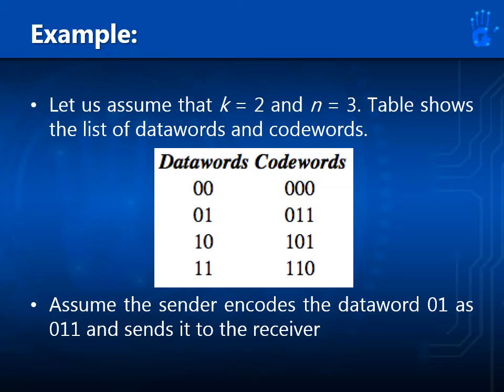But if the first bit, the left bit, 0, was transformed into 1 through the channel, might be because of noise, and the receiver receives the code word 111, it is not present in the original possible code words. So it will be deemed a wrong message and will be discarded.